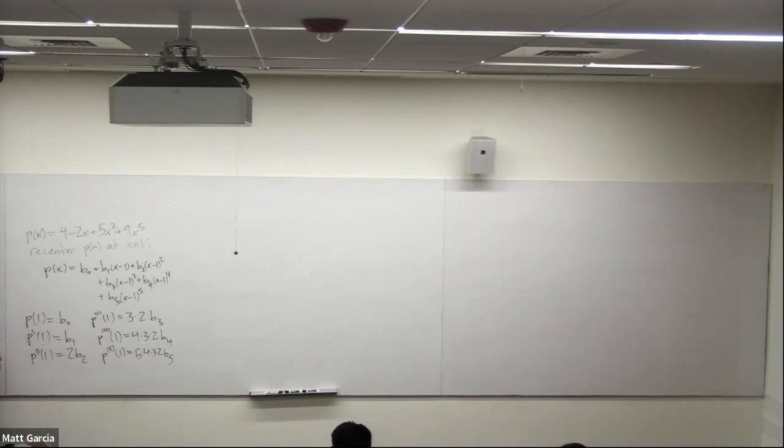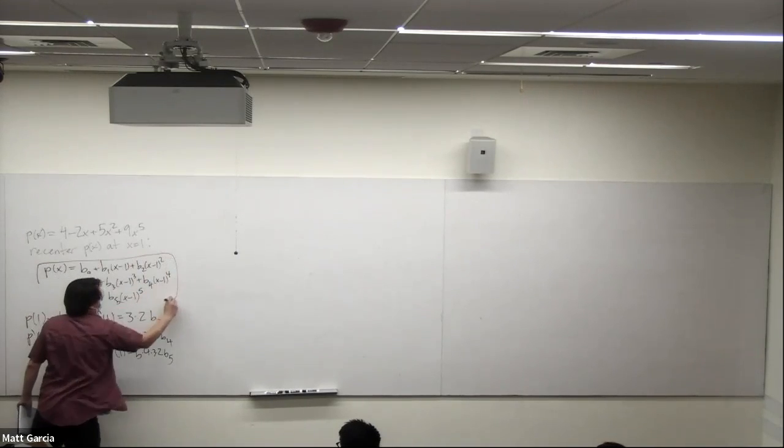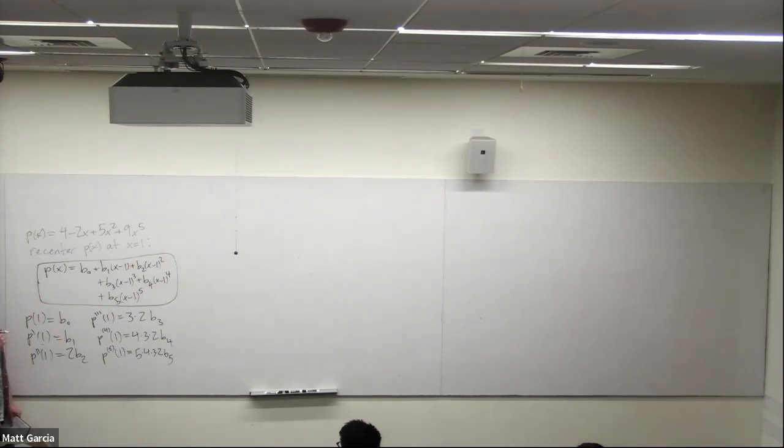Are you just taking the derivative? I don't understand what you're taking the derivative of, like x minus 1 squared. This is what I'm taking the derivative of. So the 3 would come from taking the derivative of that.